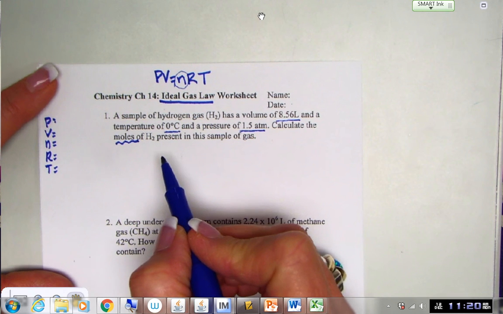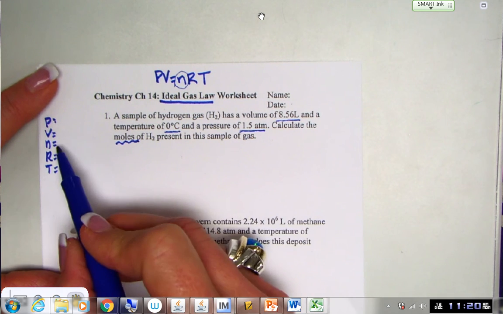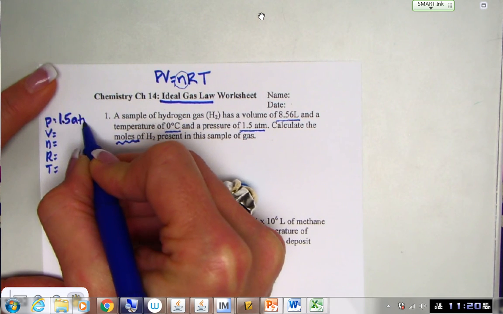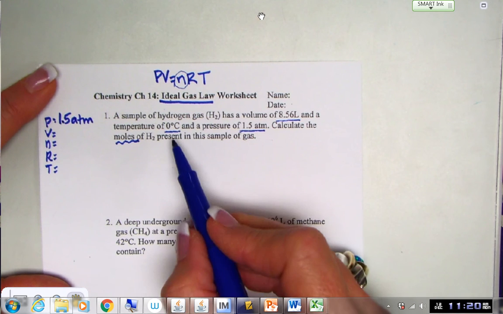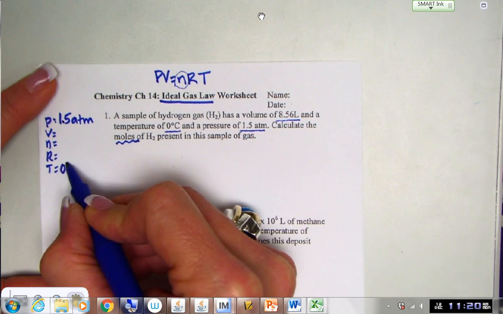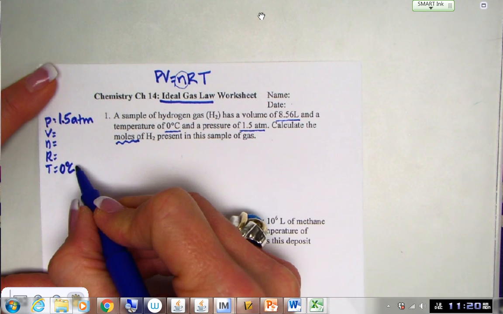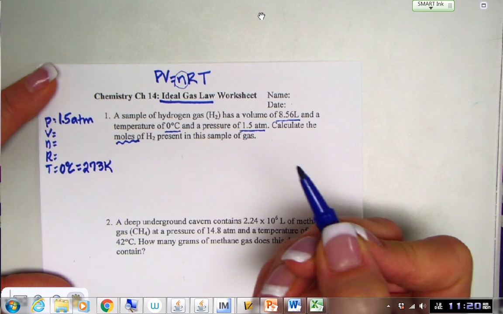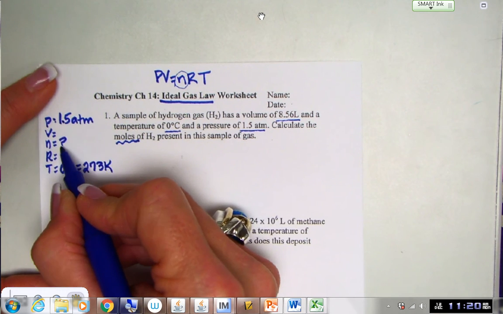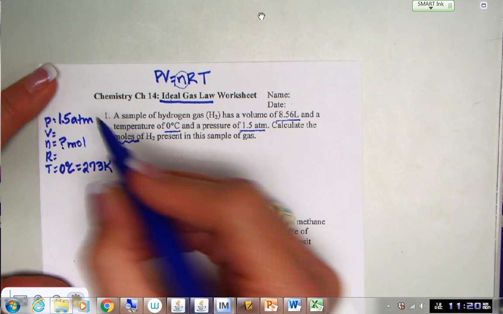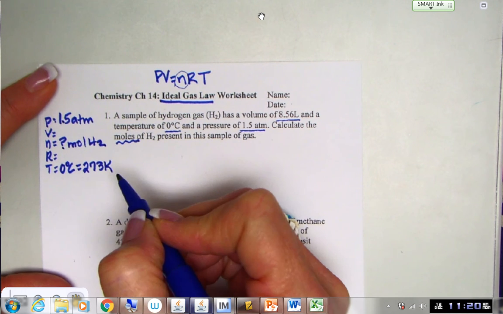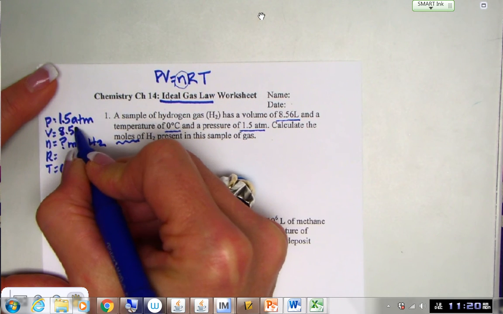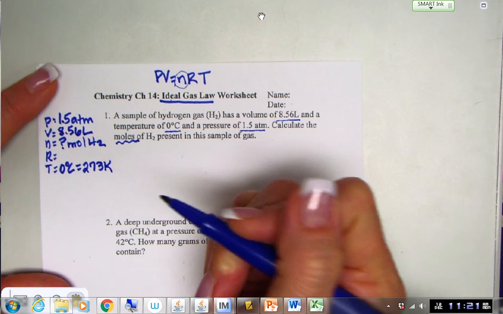So for this gas law, remember all the units are very specific. So the pressure has to be in atmospheres. Notice here our pressure is 1.5 atmospheres, and that is the proper unit for pressure. The temperature is 0 degrees Celsius. Now we can never leave our temperatures in Celsius, so you have to add 273, and that's going to give you 273 Kelvin. Then it wants you to find moles. So I'm going to put a question mark there. I'm looking for moles, and this is of hydrogen gas. And it also says that we have a volume of 8.56 liters. So our volume is in liters, and that's exactly what it needs to be in.